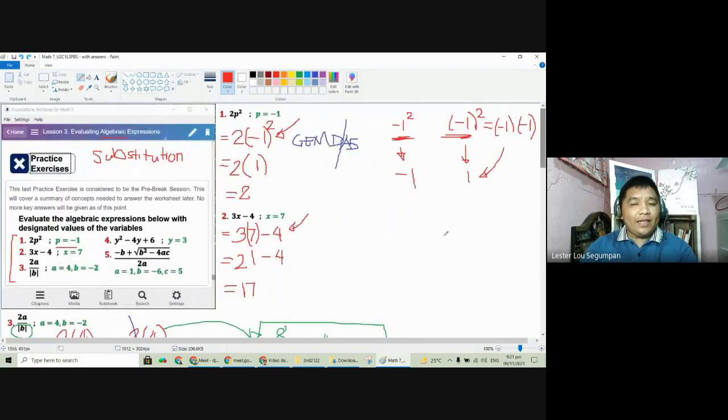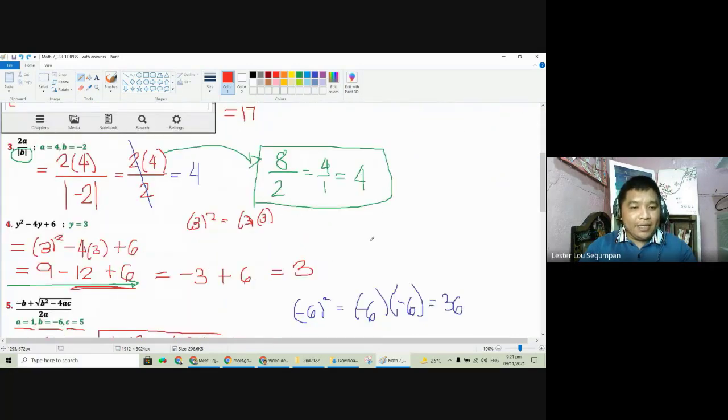This is how we evaluate algebraic expressions. Kindly try to re-answer this, but give other values for p, x, a and b, and y, including c.